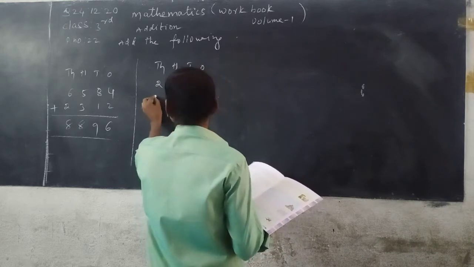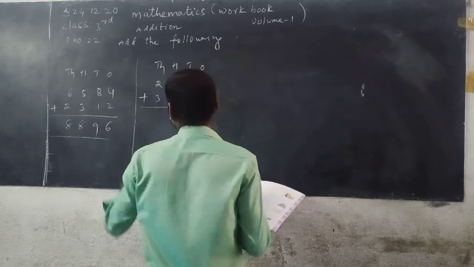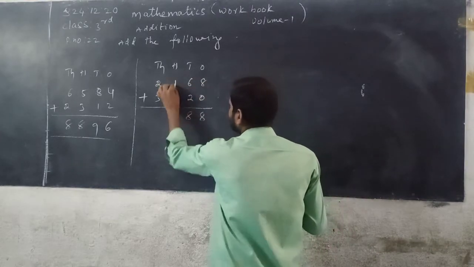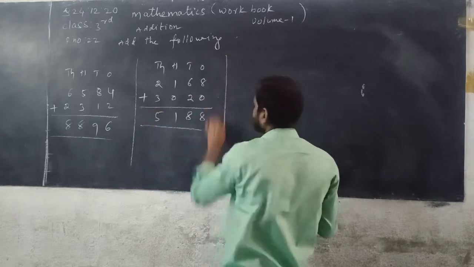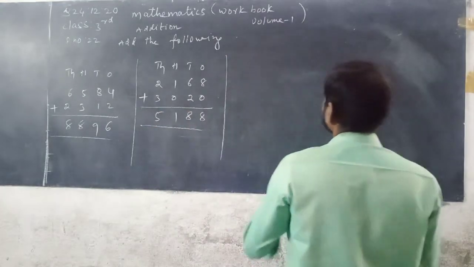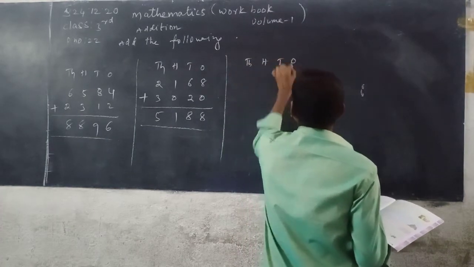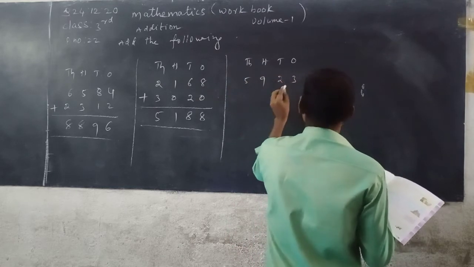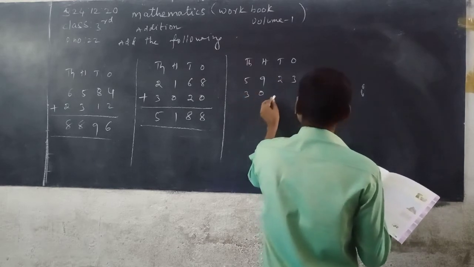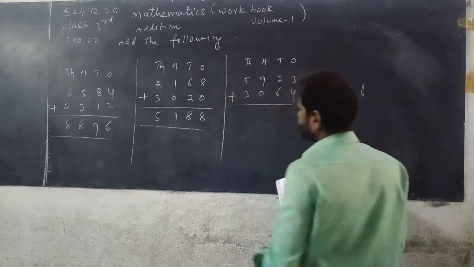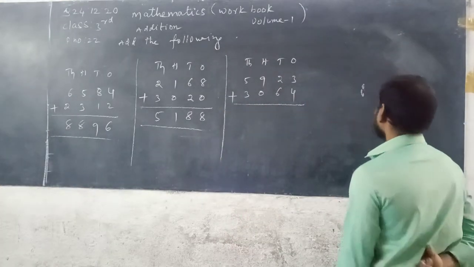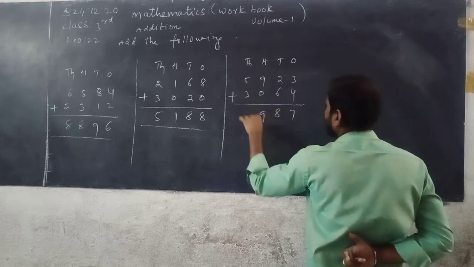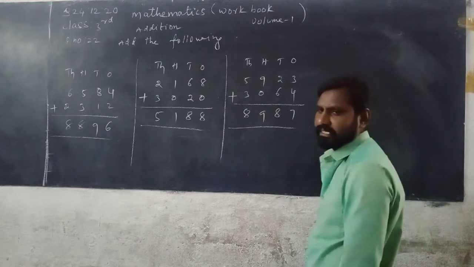2168 plus 3020. First add the digits in ones place. 8 plus 0 is 8, 6 plus 2 is 8, 1 plus 0 is 1, 2 plus 3 is 5. Next, 5,923 plus 3,064. 3 plus 4 is 7, 2 plus 6 is 8, 9 plus 0 is 9, 5 plus 3 is 8. Sum is equal to 8,987.